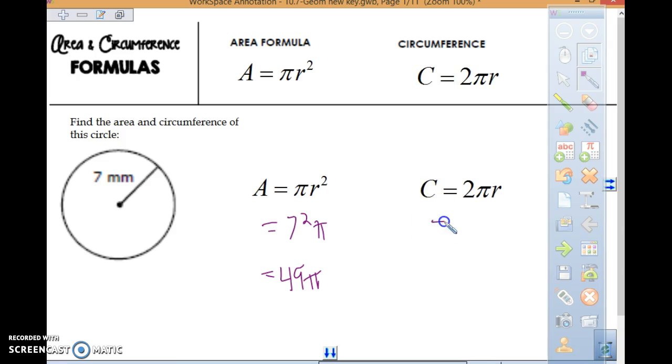To find our circumference, we're going to do 2 times our radius, so 2 times 7 times pi, so that would give us 14 pi. This is how you find the area and the circumference of a circle.